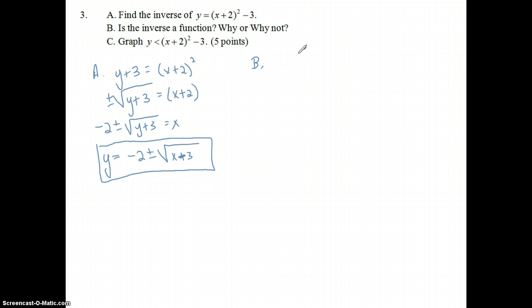Why or why not? Well, if I graph this one right here, I'm going to have a parabola that's shifted over 2 units and down 3 units. And we know that because this is in vertex form. It goes like this, something like that. This function is not one-to-one, meaning that there is not one x value for every y value and vice versa. And we know it's not one-to-one because it does not pass the horizontal line test.